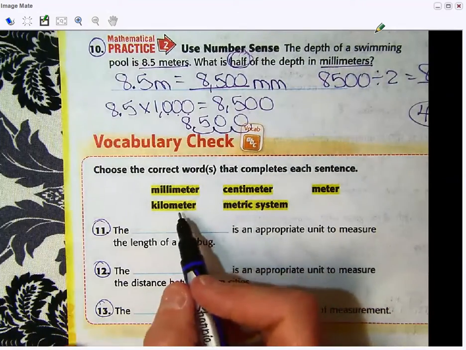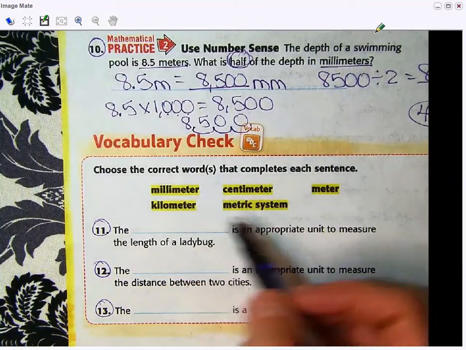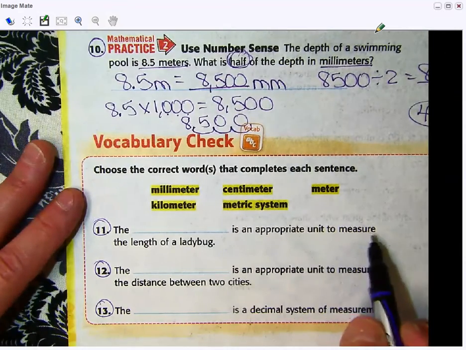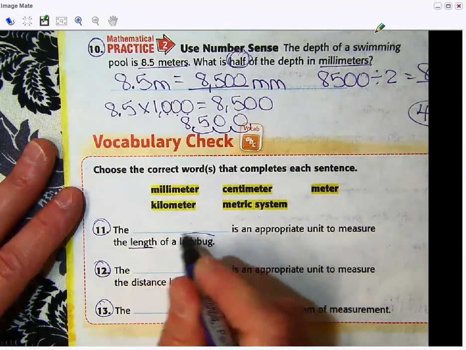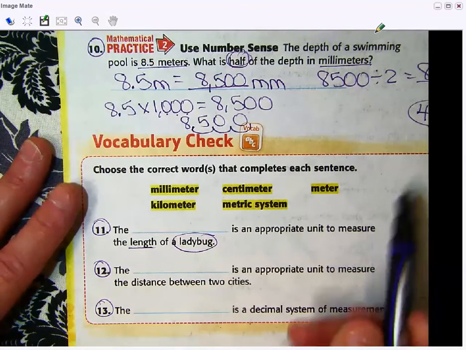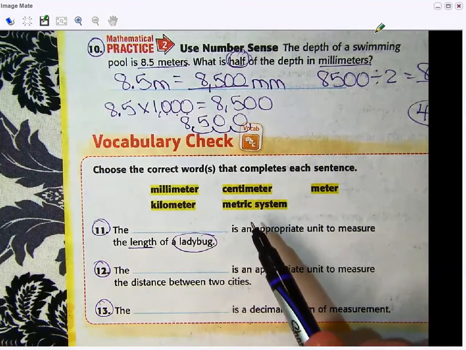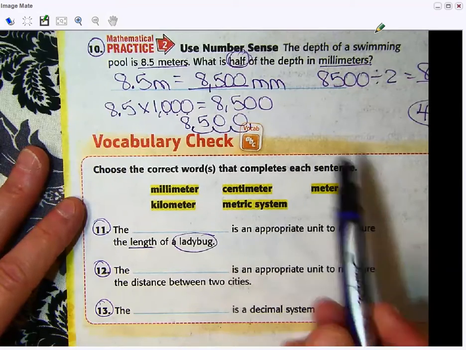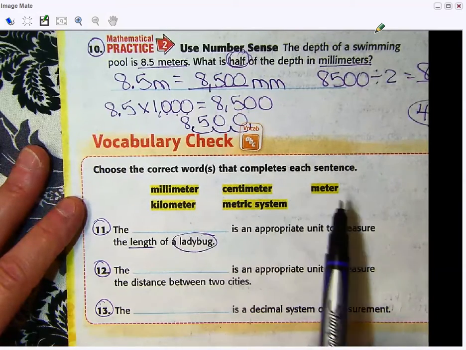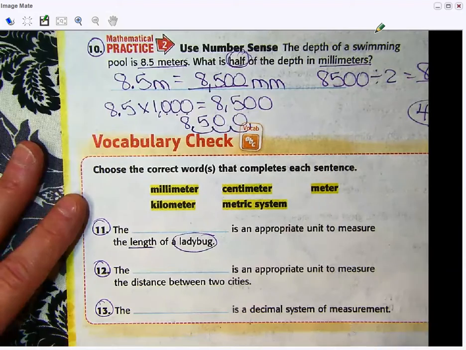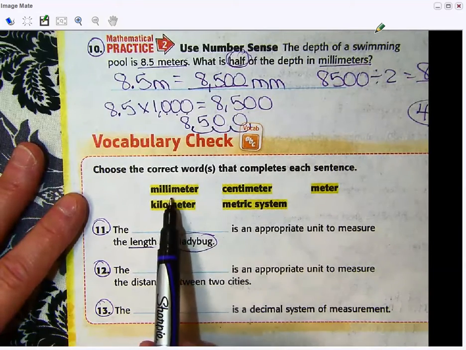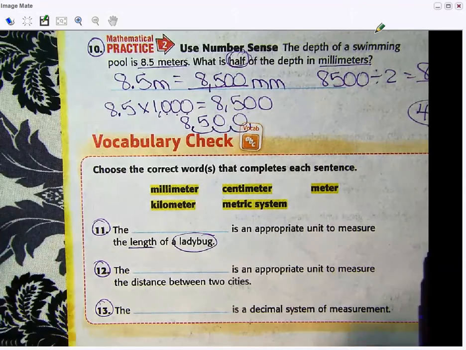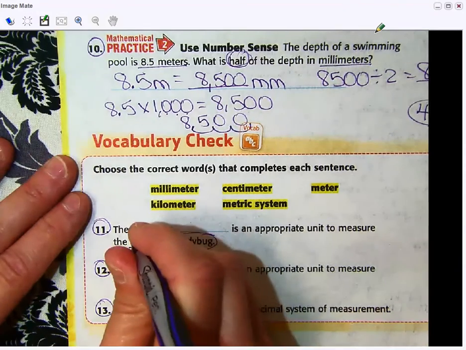All right, let's look at our vocabulary. We have millimeter, centimeter, meter, kilometer, and metric system. The blank is an appropriate unit to measure the length of a ladybug. So which ones do you think that you could possibly use to measure the length of a ladybug? Well, you know it's not going to be the words metric system and kilometer and meter, because those are pretty large, unless you have a giant ladybug. All right, so now look at millimeter and centimeter. So which one would be the size of a ladybug? That's right, millimeter.